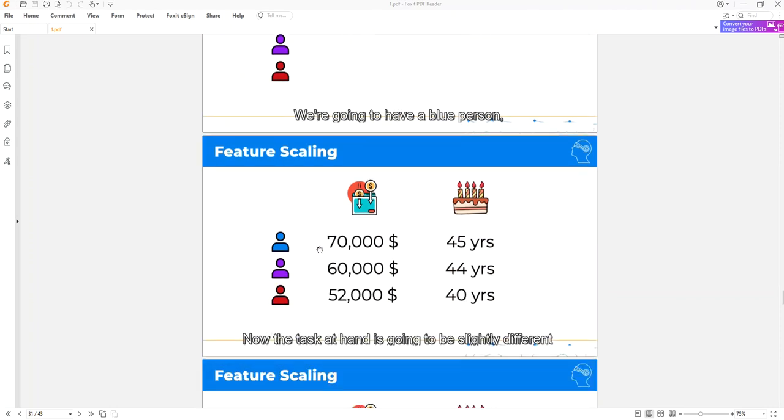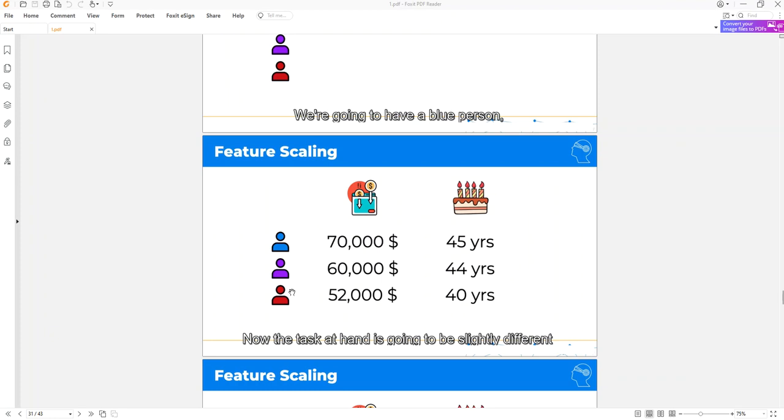So we are going to have three people. 70,000 for this person, aged 45 years. 60,000 for this person, aged 44 years. 50,000 for the third person, which is red, 40 years. So blue, purple, and red.